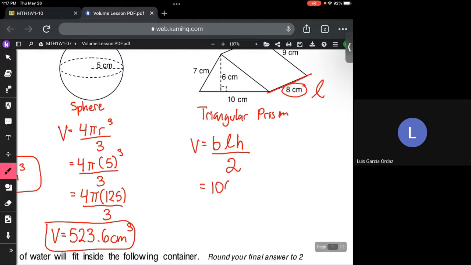What's the length of the whole prism? 8. And what's the height of my triangle? 6. So can someone tell me what the volume is now? 10 times 8 times 6.